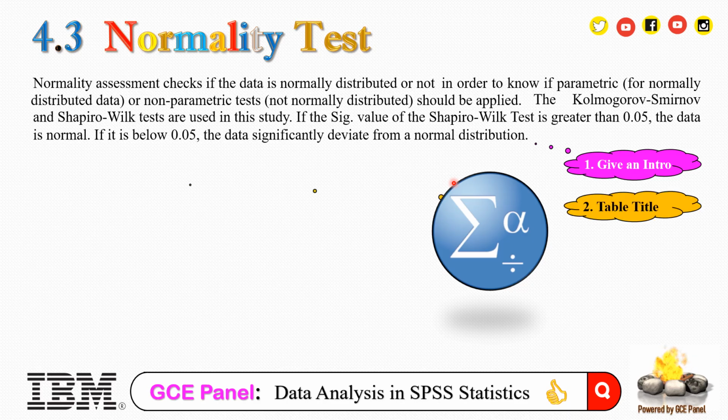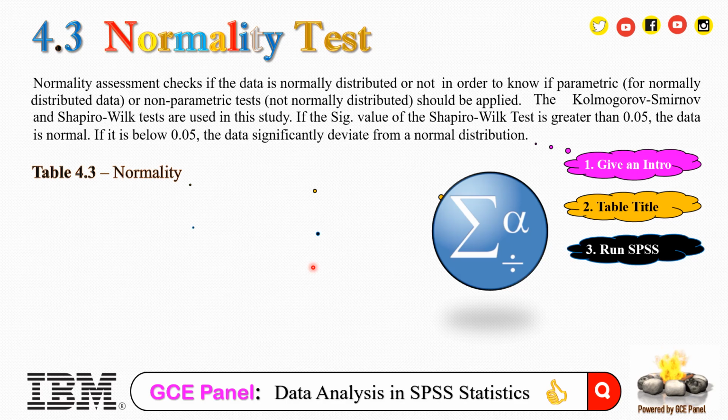So what's the next thing we have to do now? We have to give a title for the table of the normality. Table 4.3, normality. Note that the previous table we gave 4.2 for reliability. Now we have to go to our SPSS software, where we are going to run the test. Let us run the test and then we get back and put the values here. Normally when we run the test, these are the values we are going to have. Okay, so let's run the test and see.